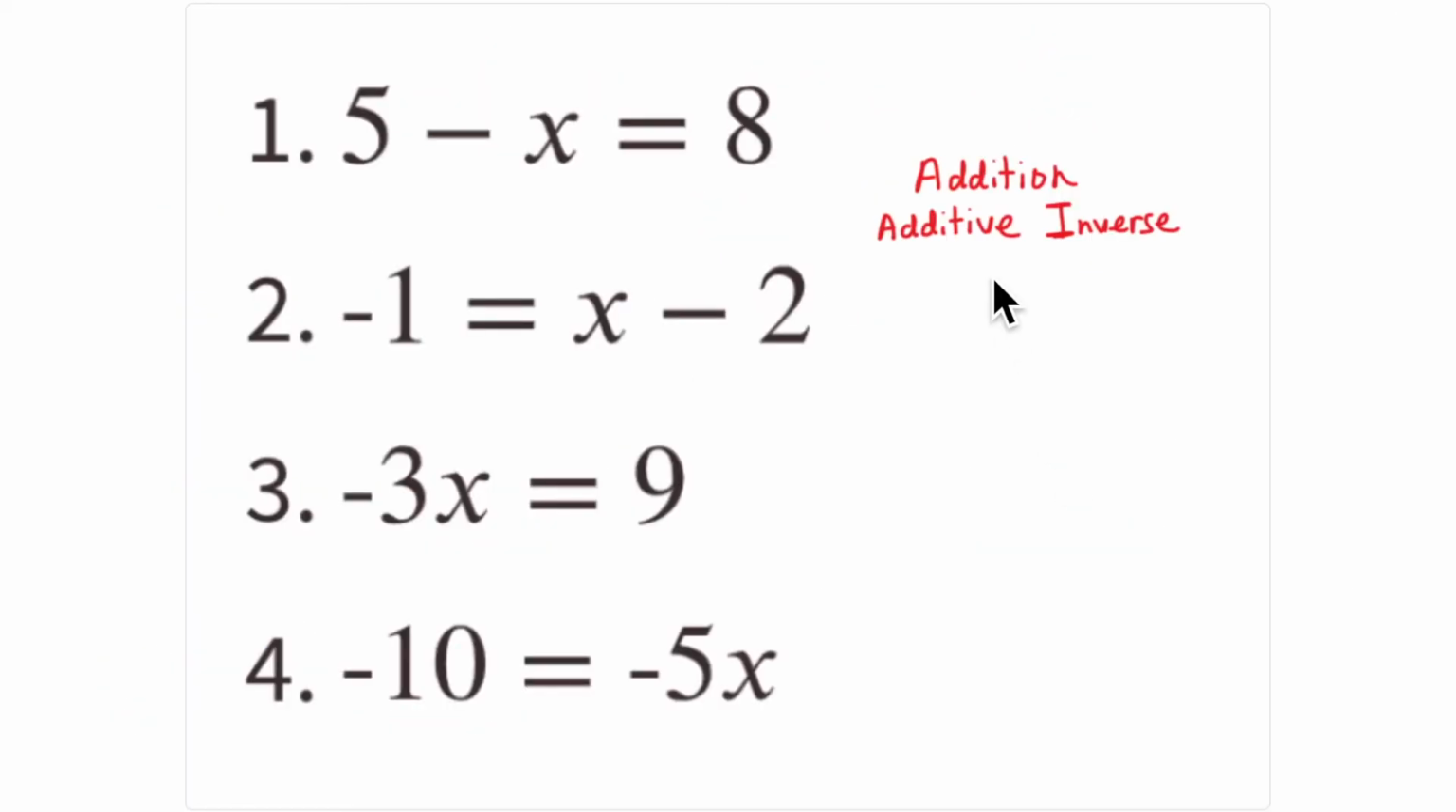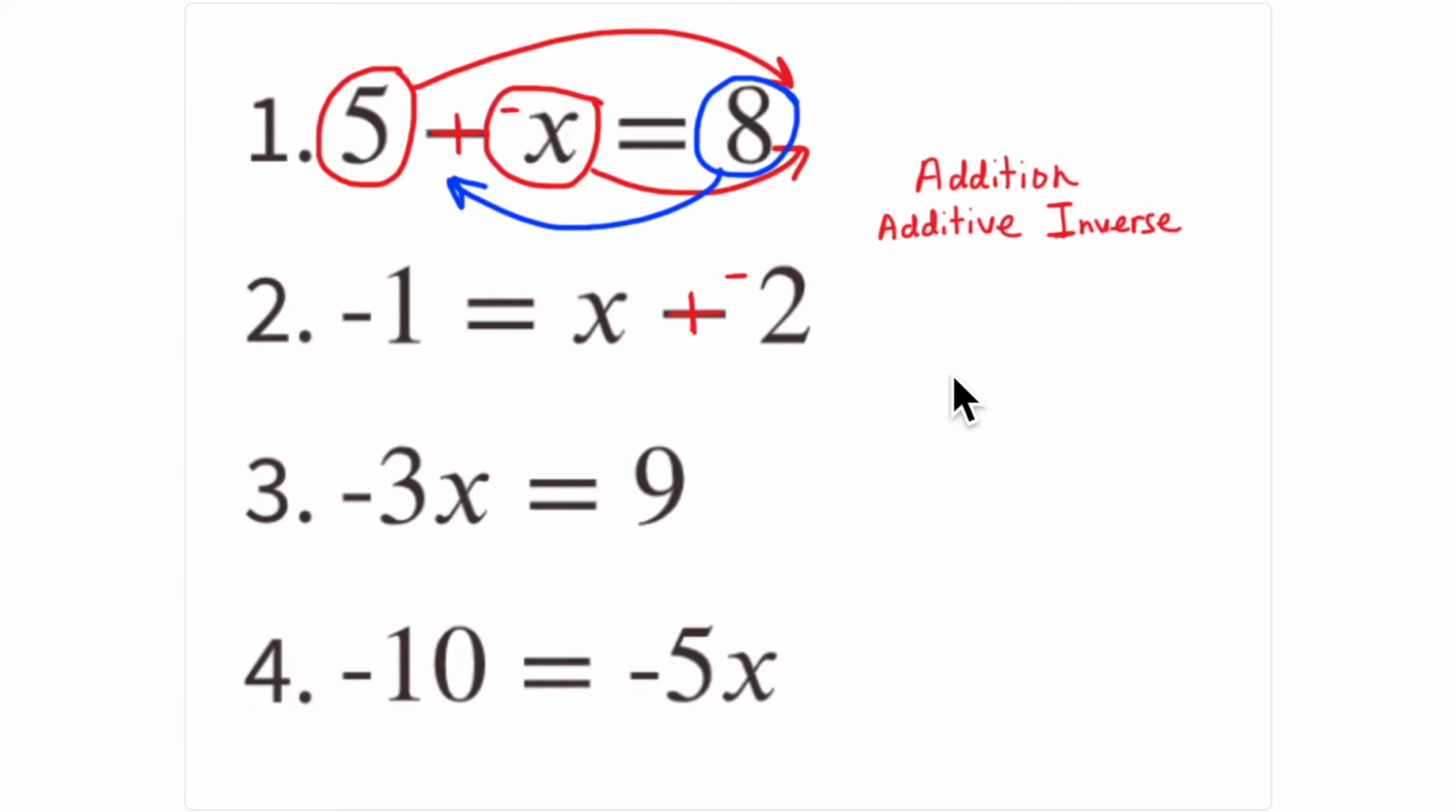For the first 2 problems, we used addition and the additive inverse to move terms from one side to the other side. So the first thing I did is I changed the subtraction of a positive x to adding a negative x, and the subtraction of a positive 2 to adding a negative 2. Those are the same things. It's just using the additive inverse and the inverse operation. So now we can move terms around.